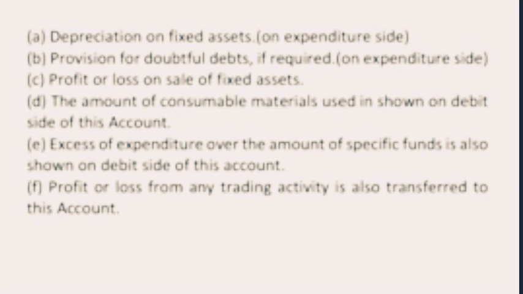Other than this, we may have profit or loss on sale of fixed assets. Profit is an income, and if it is a loss, then definitely it will be an expense. Another adjustment can be the amount of consumable food supplies. The amount consumed in the current year will be calculated by the formula: opening stock plus payments made during the current year minus closing stock, and the amount will be recorded on the expenditure side.